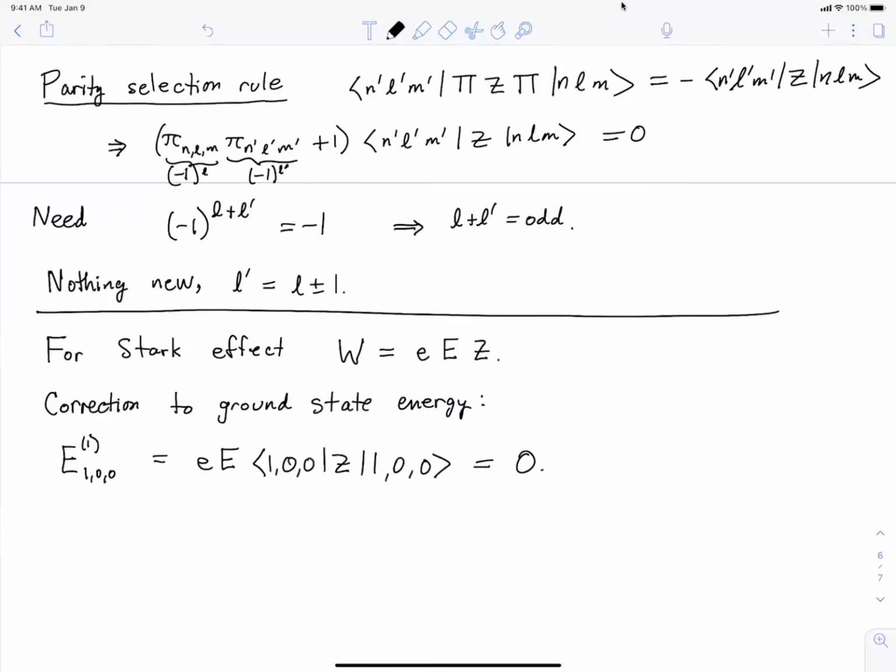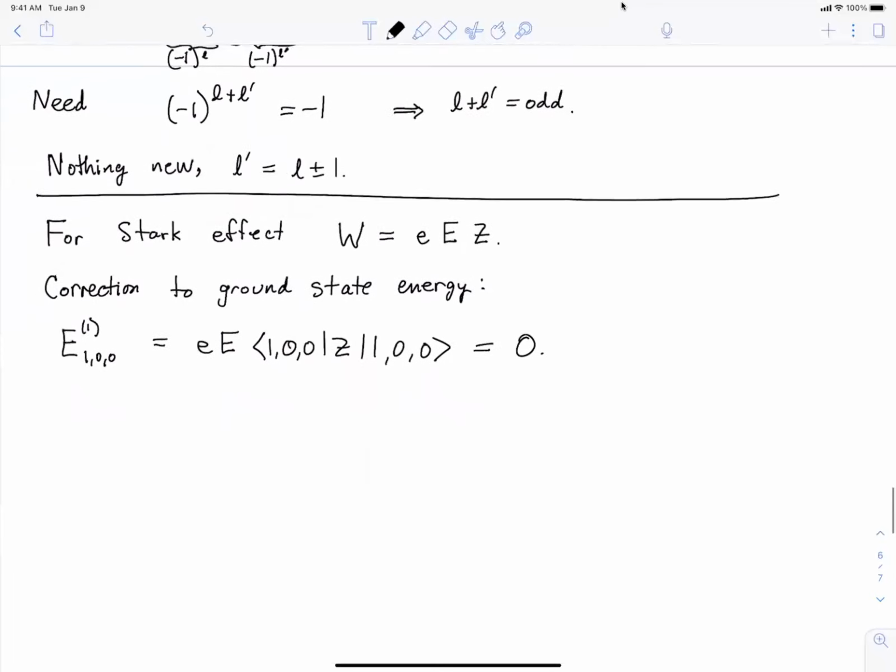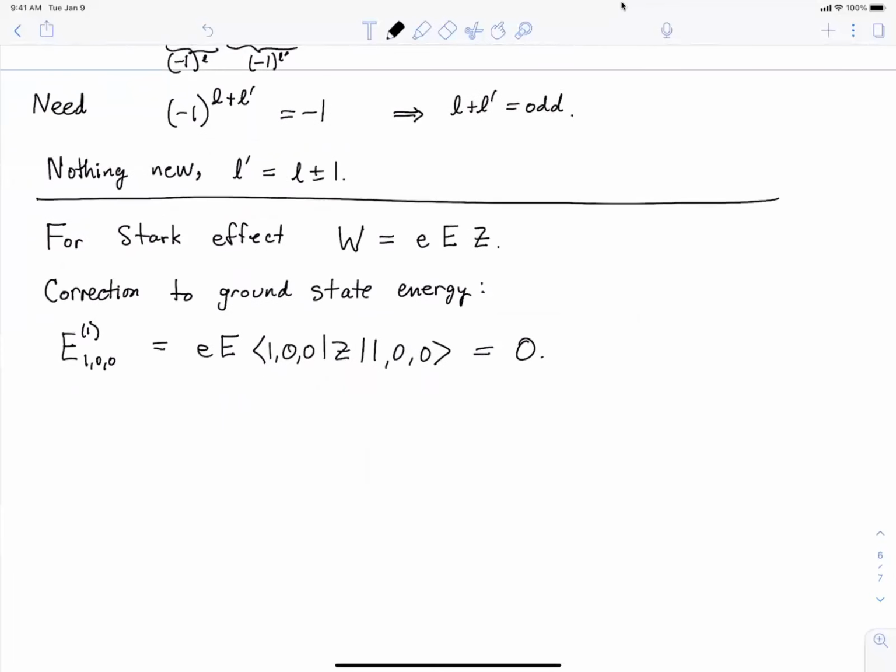So that's bad news, because it means if we want to know how the hydrogen atom responds to an electric field in the ground state, first order perturbation theory is not good enough. We have to go to second order. That's bad news because it's harder, but it's not going to be impossible. We'll actually be able to get a number out of it.